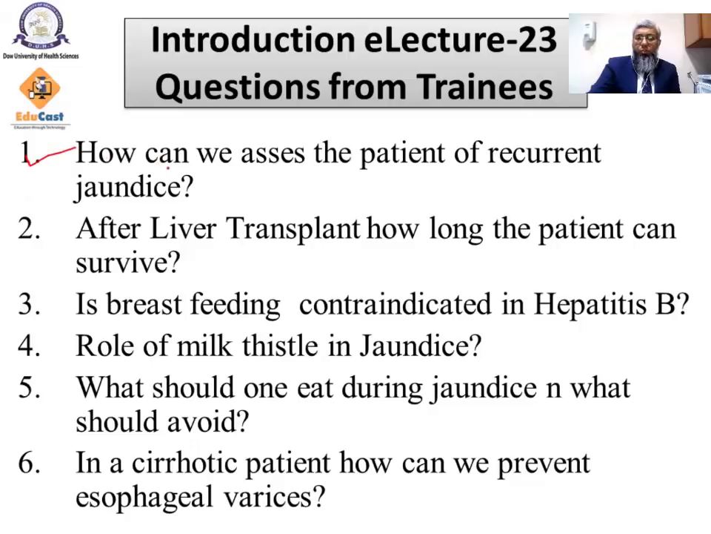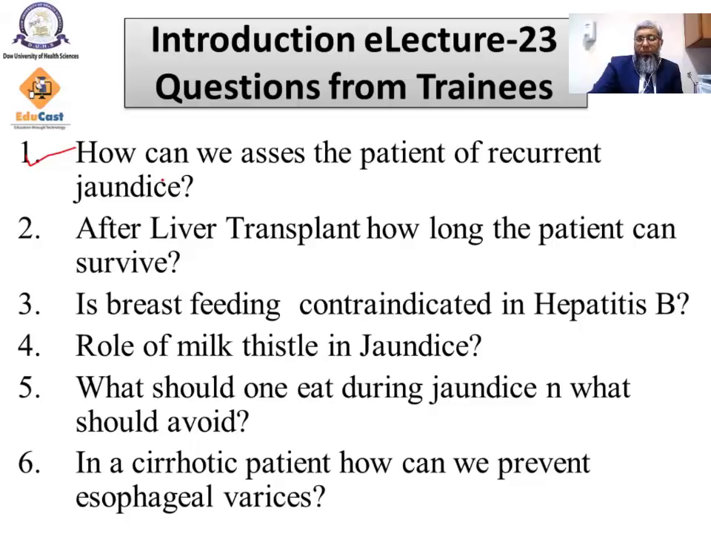How can we assess the patient of recurrent jaundice? So the assessment of a patient with recurrent jaundice, which means that the patient had jaundice and then it cleared, and then again he presented with jaundice. The commonest scenario with recurrent jaundice is basically Crigler-Najjar and Gilbert syndrome, as well as other possibilities. So the issue is either hemolysis, or inappropriate conjugation of bilirubin in the liver.